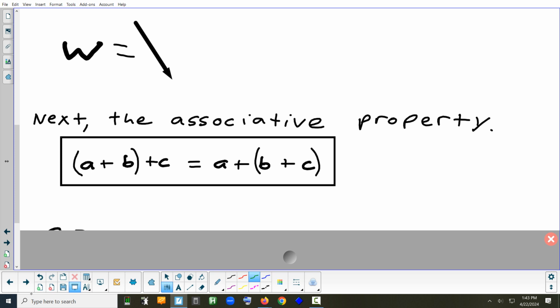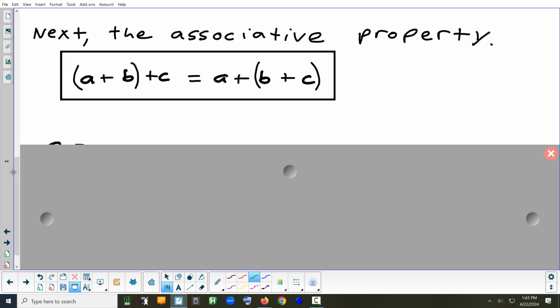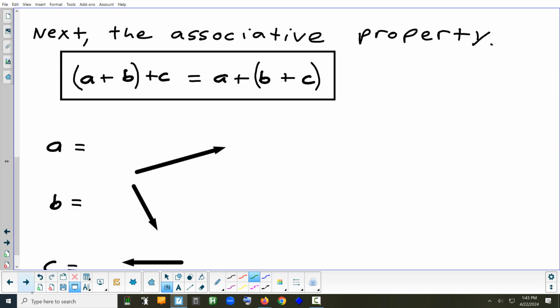Okay, I didn't show you this one, so I'll do this one real quick. All right, let's take these three vectors and just reposition one of them a little bit. Okay.